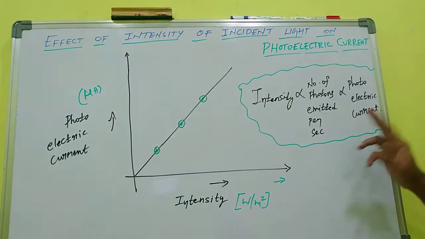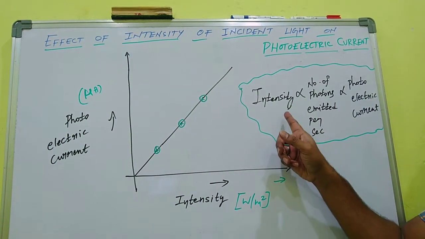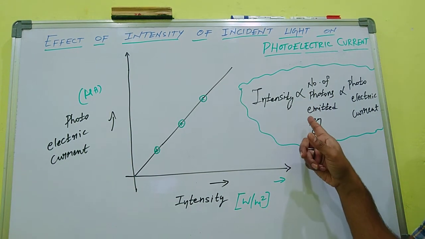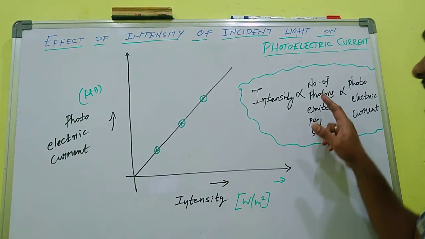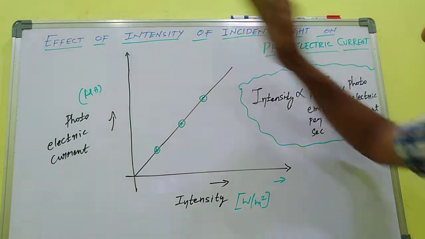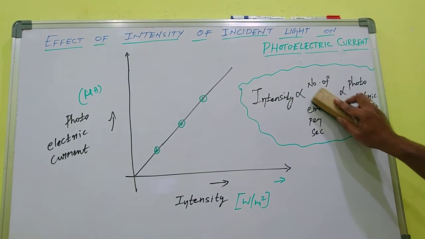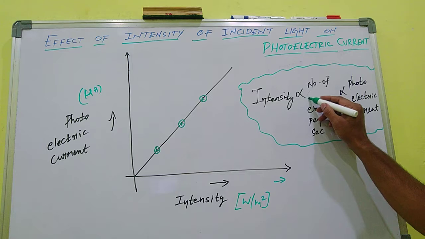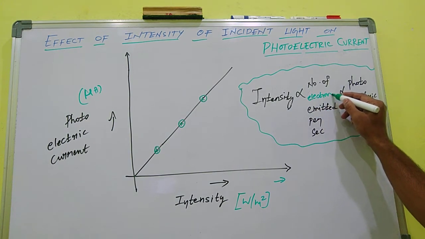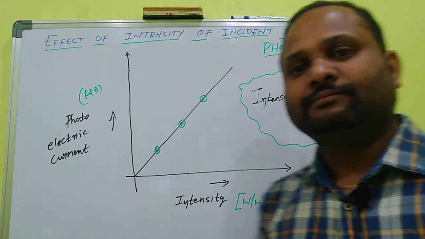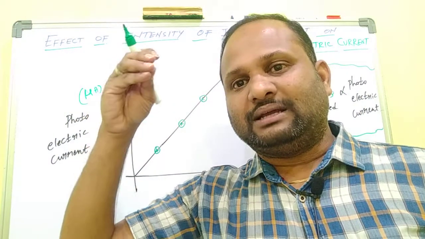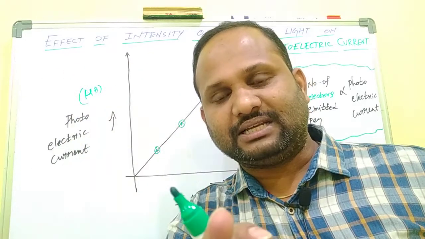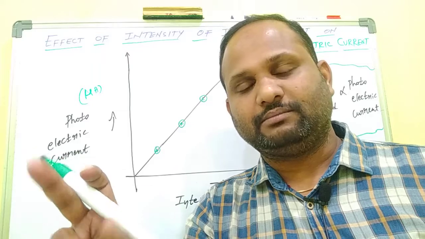Second thing, what makes this proportionality? The intensity of the incident radiation causes what? If we increase the intensity, it causes an increase in the number of electrons emitted per second in the cathode plate. So the number of electrons, not photons, emitted per second in the cathode plate. You allow the radiation to be incident on the cathode plate, and the electrons are emitted from the cathode plate.